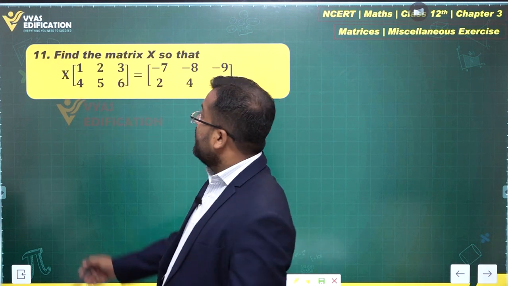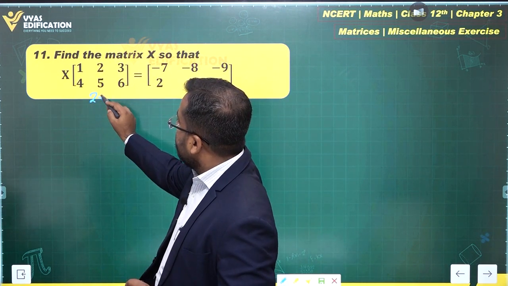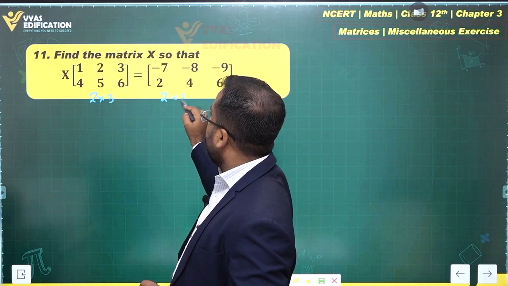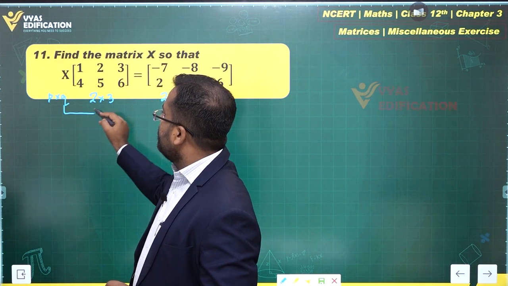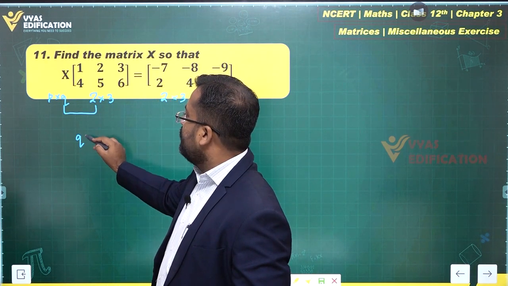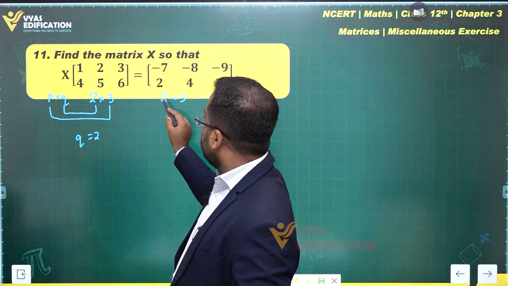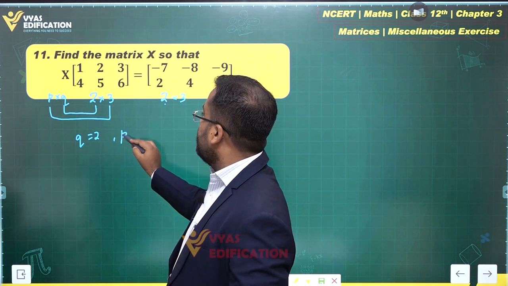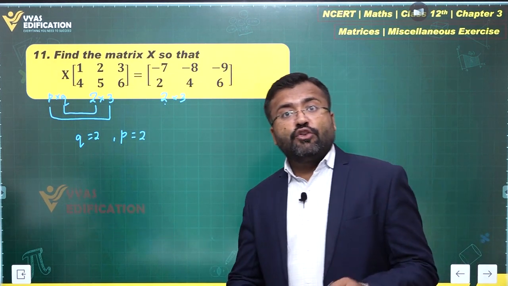Let's see. First, can you guess the order of X? So this here is a 2 by 3 matrix. This here is a 2 by 3 matrix. Now for X, if the order is P by Q, this Q and 2 should be same. That gives me Q should be equal to 2. And the final order should be P by 3, which is equal to 2 by 3. So that gives me P is equal to 2. The important thing to observe here is that X is a 2 by 2 matrix.